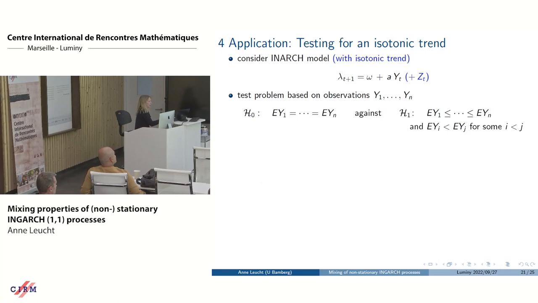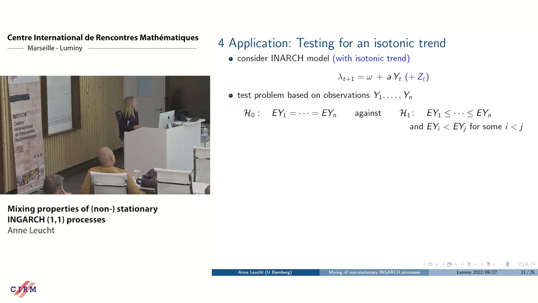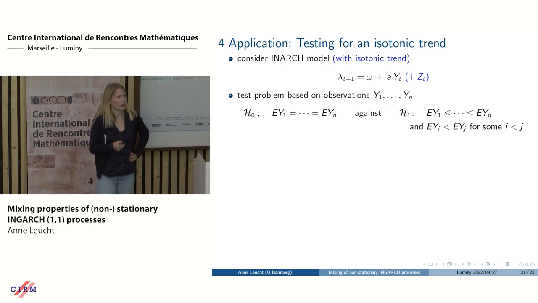So the lambda here depends on the lagged count variable plus maybe an isotonic trend c t, but not on the lagged observation, because this is always hard for estimation, and we really want to have a small illustration here. And then the null hypothesis would be that all the expectations of the Ys are constant over time against the alternative that we have an isotonic trend under the alternative.